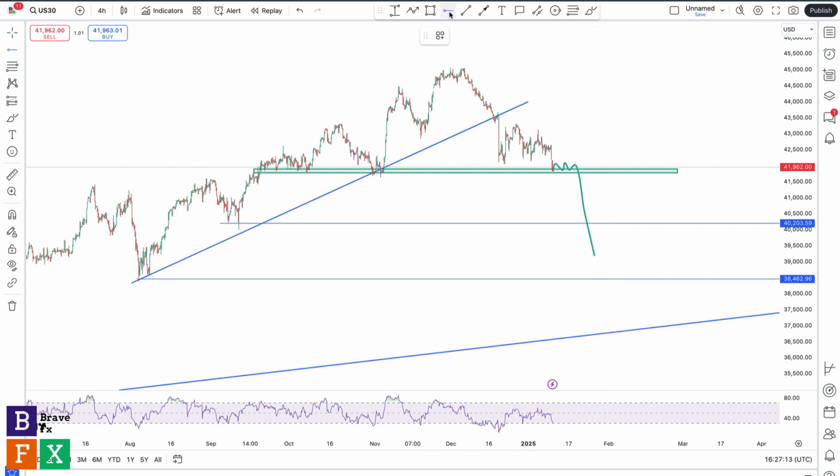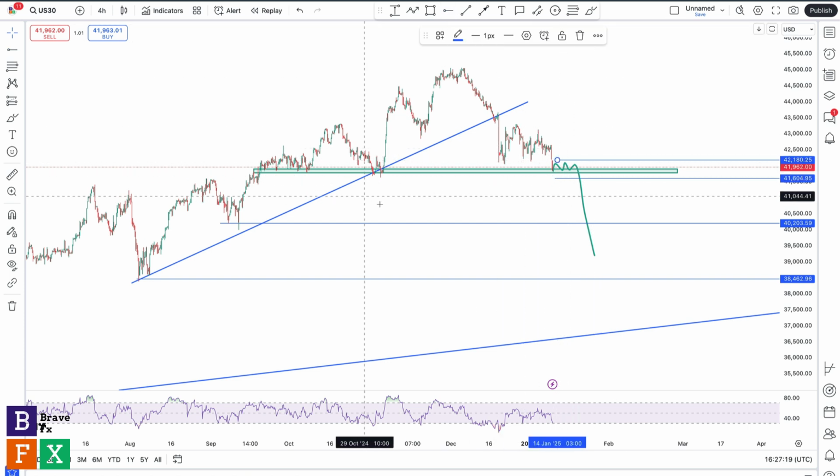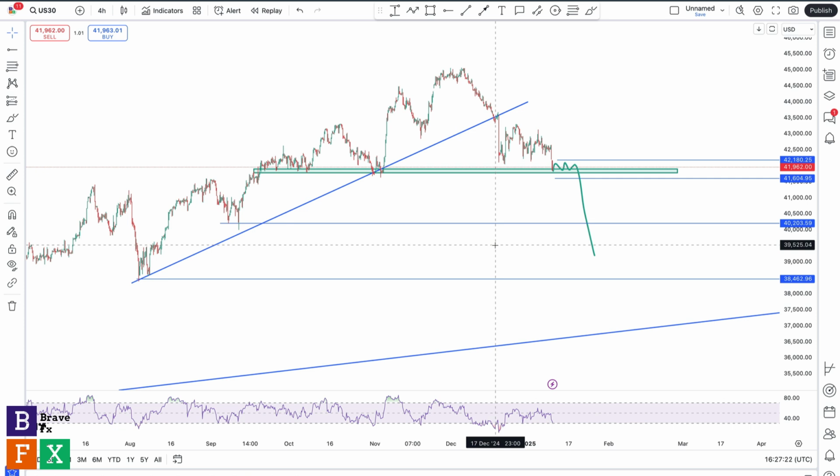So when this happens, entry is going to be after the breakout if we do get the consolidation. Stop loss is going to be above the consolidation, at least to the breakout. And you already know the rest. This is my bearish case scenario for US30.